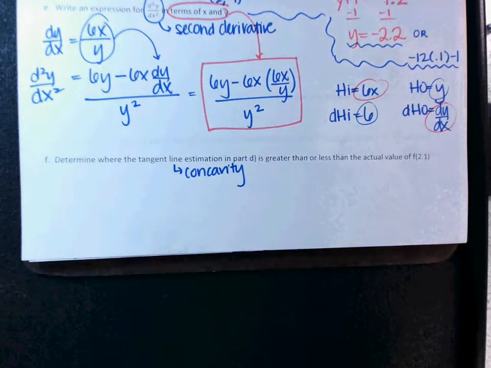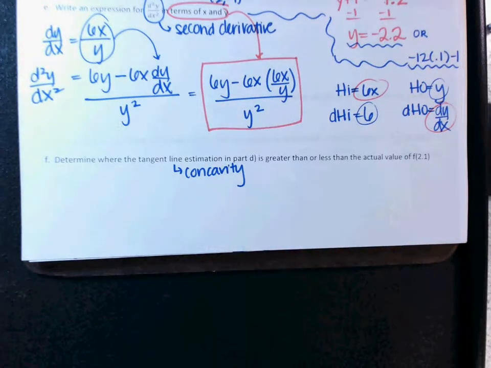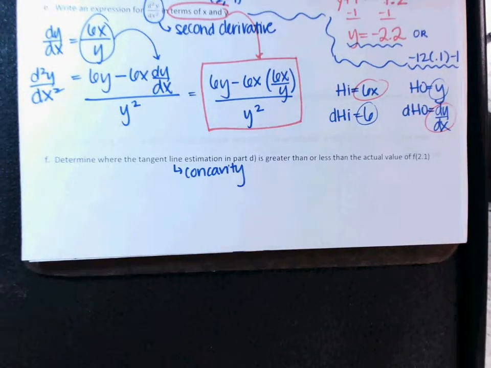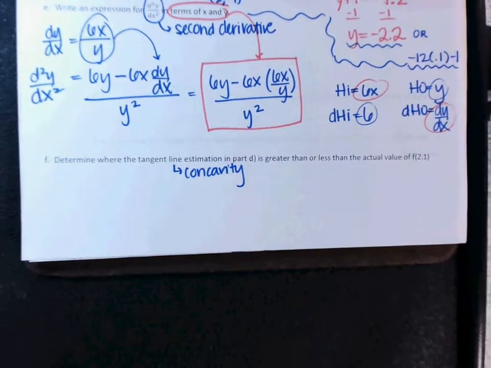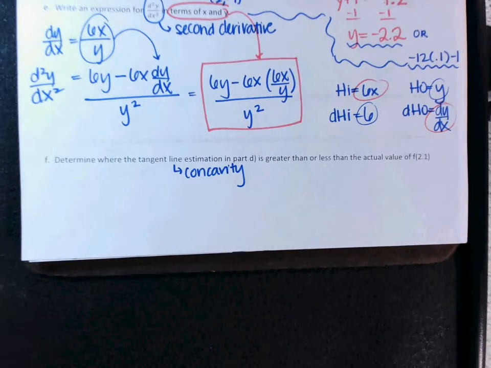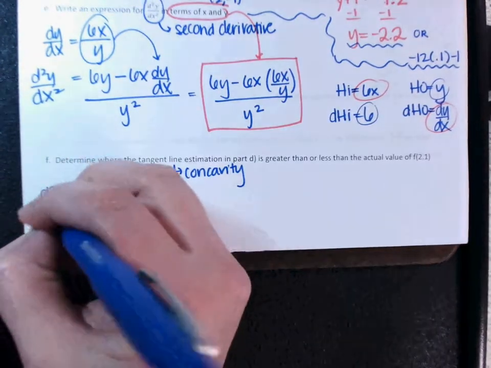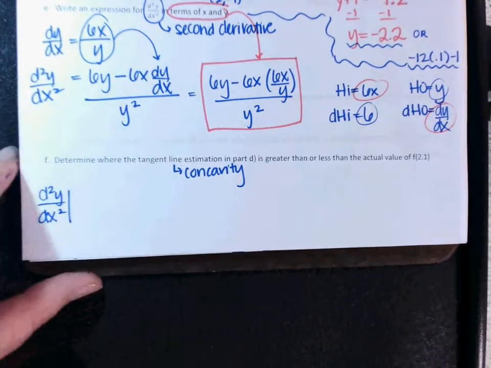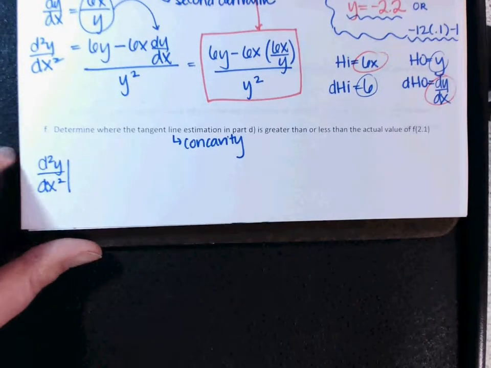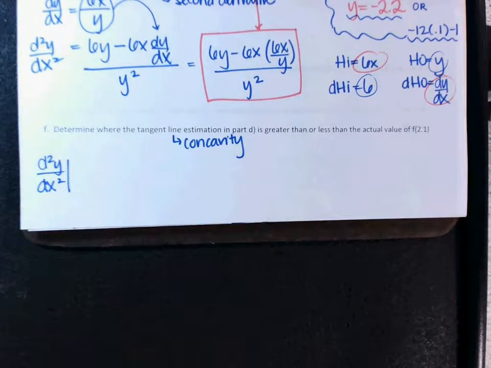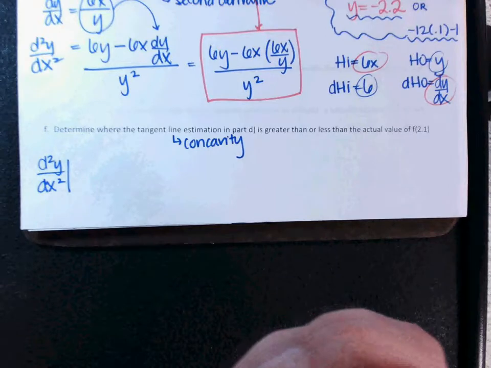Okay. You need to find, so we talked about this a little bit yesterday at the end of class. For the tangent line, to know if it's over or under, you have to check concavity. So let's review the notation. You would put d squared y dx squared, then the line, and then the point that you are plugging in, which is 2, -1.